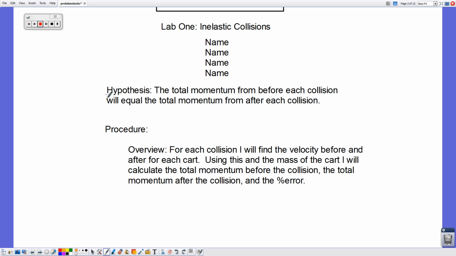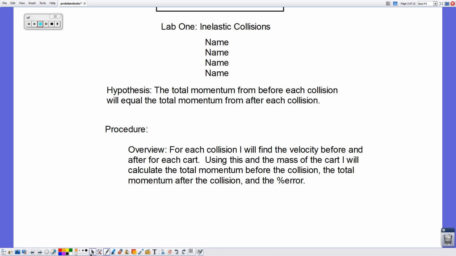Then you're going to write your hypothesis. Our hypothesis is that the conservation of momentum is true. What I said in lecture yesterday is true. That is our hypothesis. The total momentum from before each collision will equal the total momentum from after each collision. And our data will either say, yeah, this hypothesis sounds right, or no, this hypothesis does not sound right.